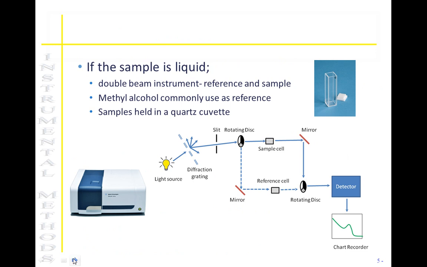In an instrument where liquid samples are analyzed, this is a double beam instrument so that a reference cell and a sample cell are both used. The reference and sample cells look very similar to the quartz cuvette that's shown in the top right-hand corner of this slide. And methyl alcohol is used as a reference to more or less take a background from the instrument itself.